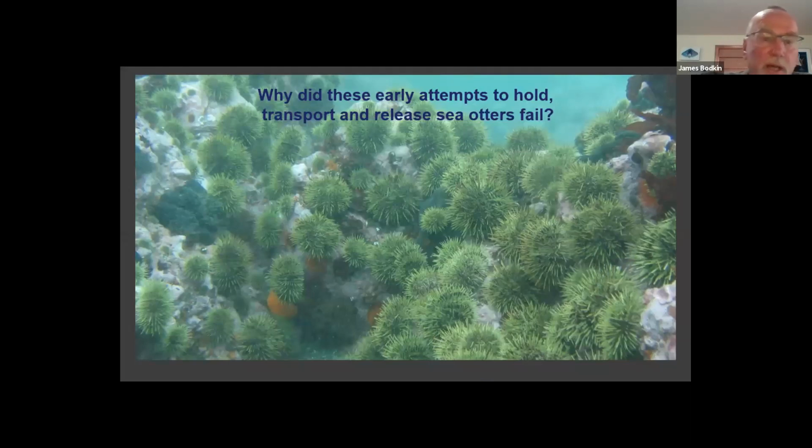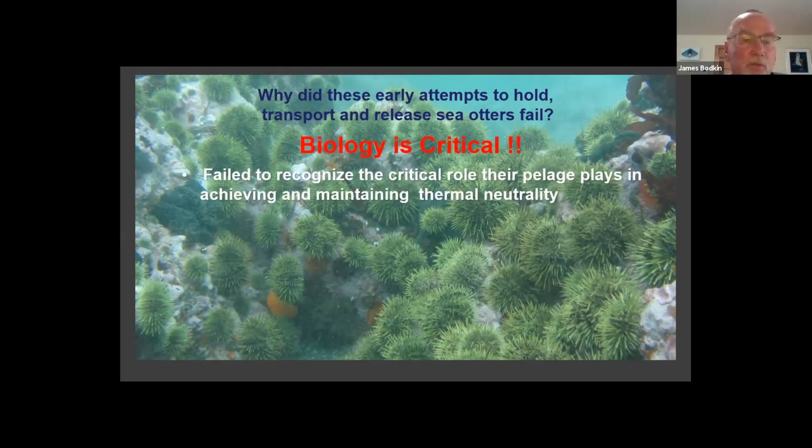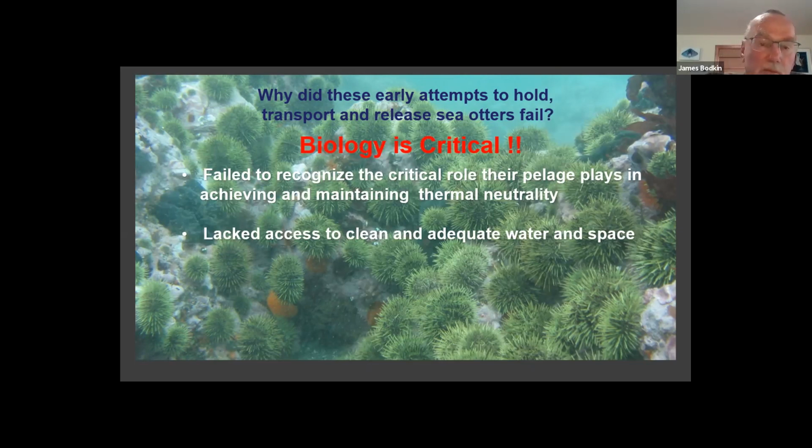So I'm going to pose the question: why did these early attempts to hold and transport sea otters fail? Well, the simple answer is that biology is critical in these types of endeavors. There was a failure to recognize the critical role that the sea otter pelage plays in achieving and maintaining thermal neutrality, which is essential to their life. Because they lacked access to clean and adequate water and space, they were essentially unable to survive.